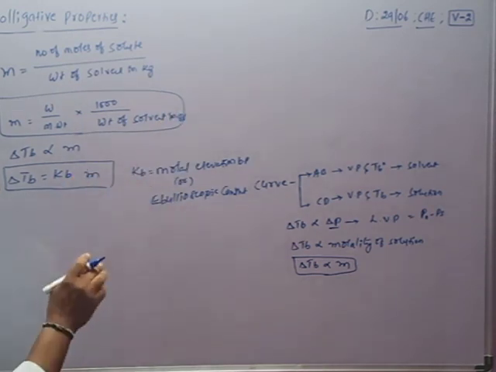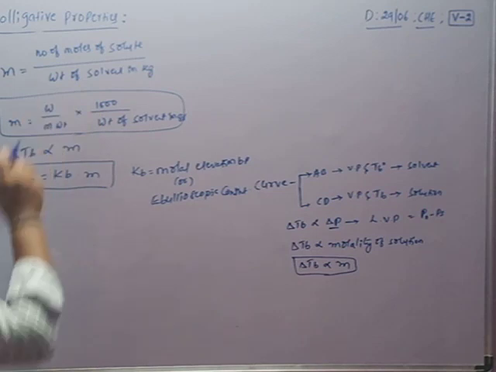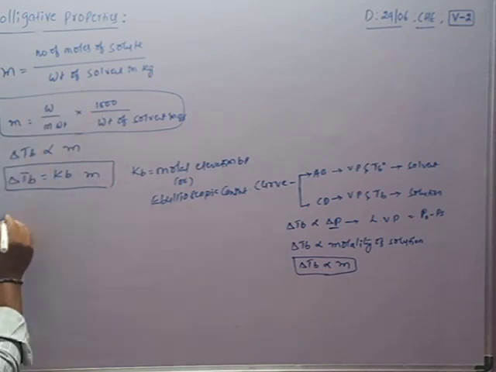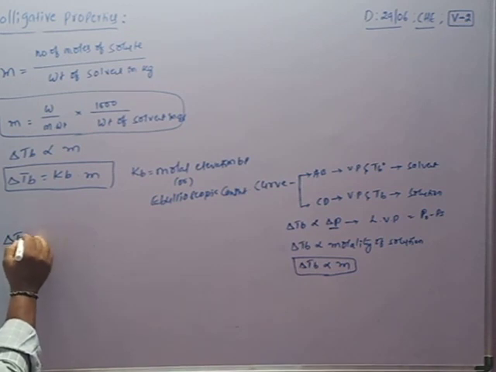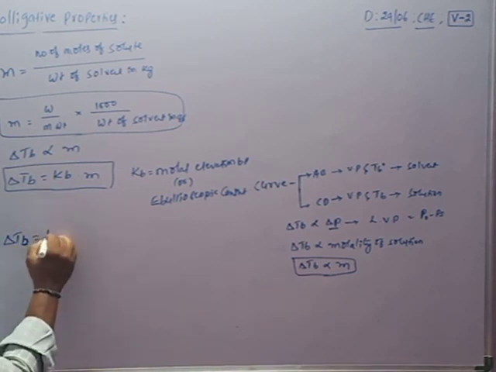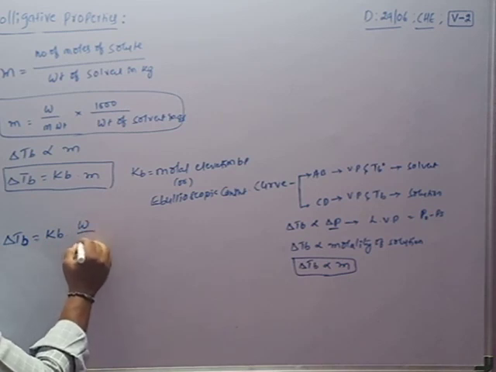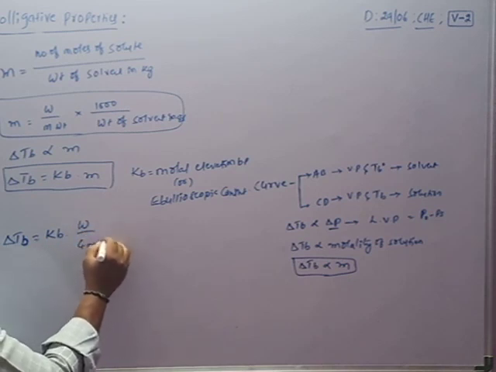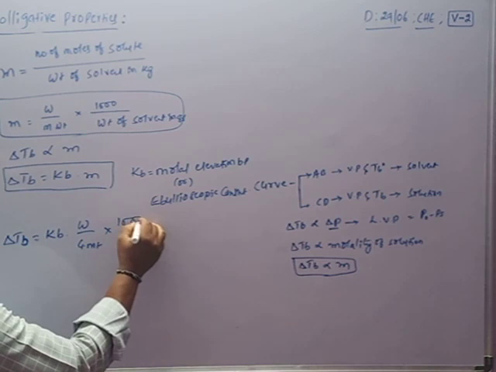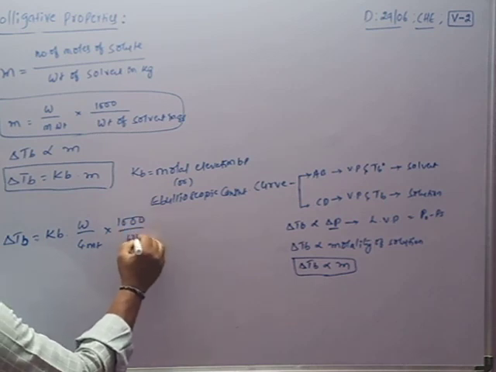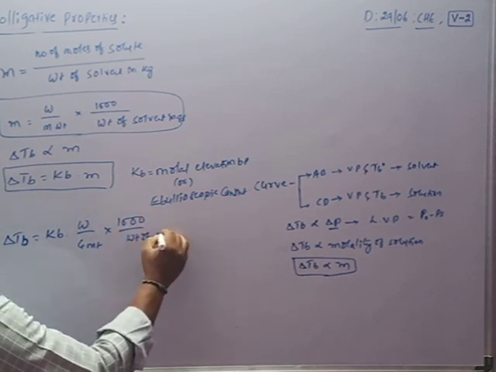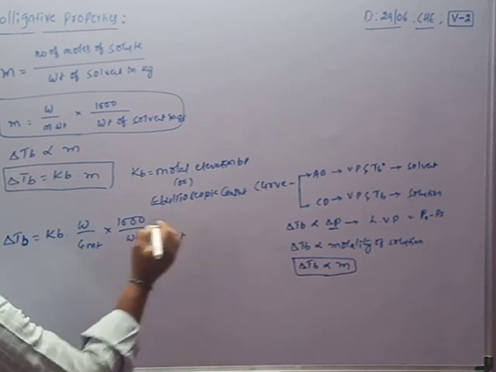Now, in place of molality, substitute the molality formula. Therefore delta TB equals KB into weight by gram molecular weight into 1000 by weight of solvent.